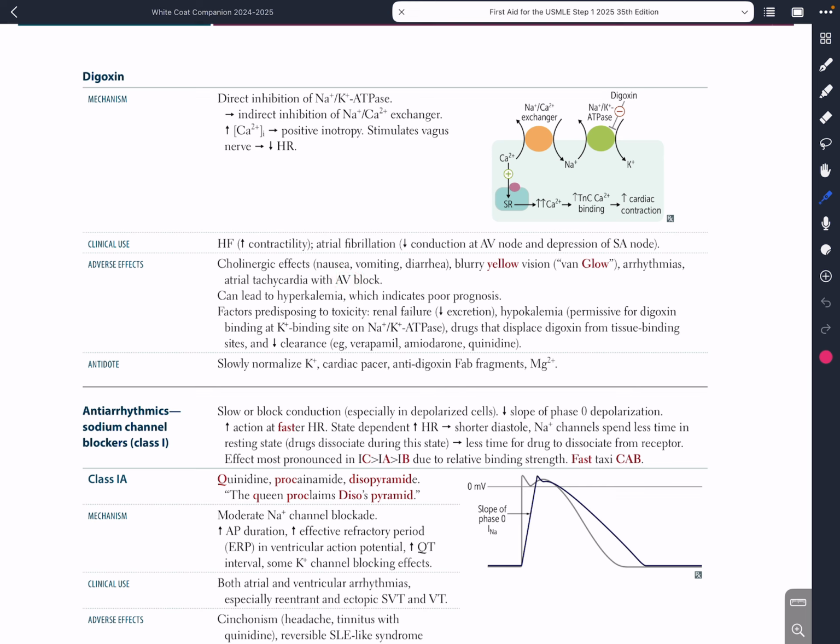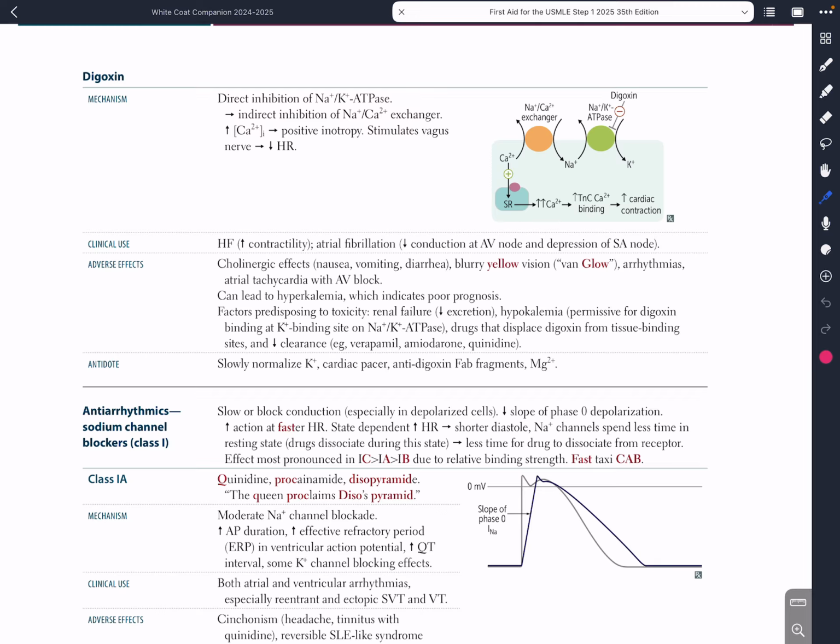Digoxin can lead to hyperkalemia, which indicates poor prognosis. So if you see hyperkalemia on digoxin, that is poor prognosis. It means that the heart is severely failing.